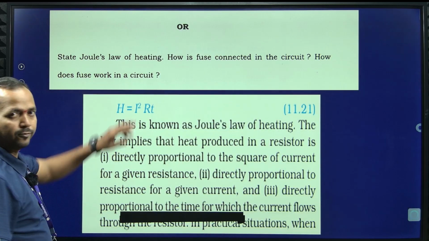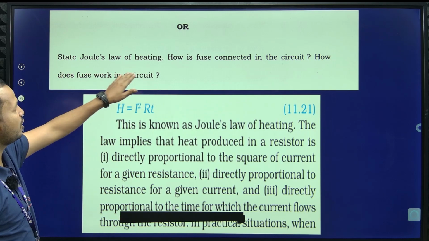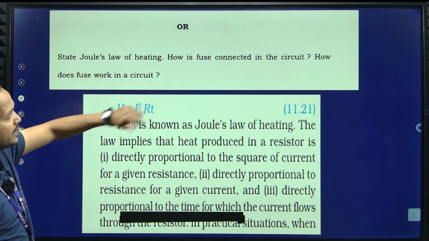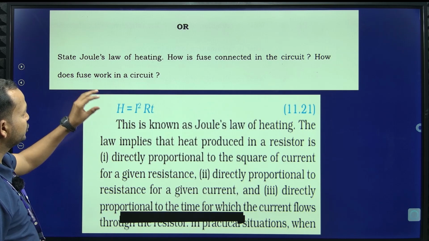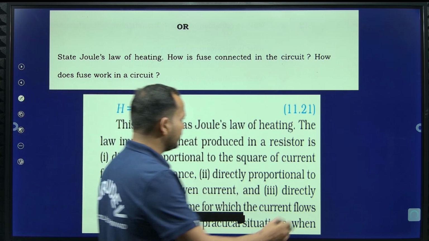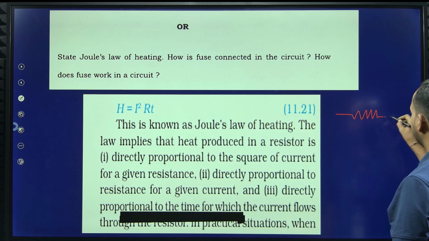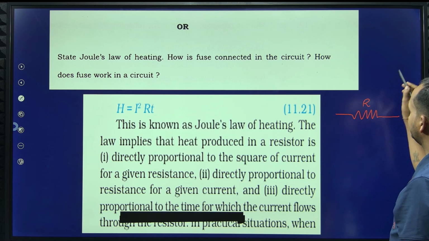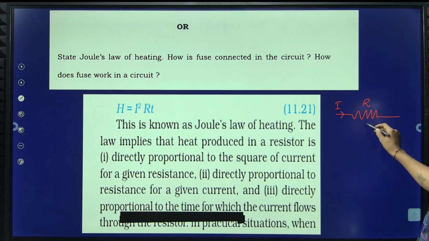So next, for the same 9th question or another choice question, state Joule's law of heating. How is a fuse connected in the circuit, and how does a fuse work in a circuit? So what is Joule's law of heating? Let us consider a resistance. This is the resistance R. Current I is flowing through this resistance for a time interval of T.